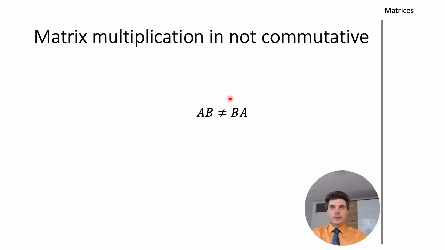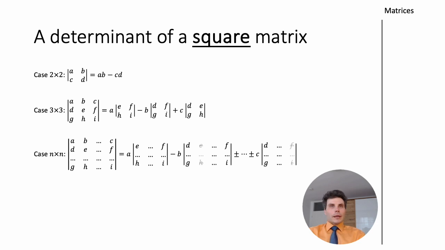Let's pay attention to the fact that the multiplication of matrices is not commutative. The output will depend on the order of the factors in the product. A times B is not the same as B times A. What else can one do with matrices?